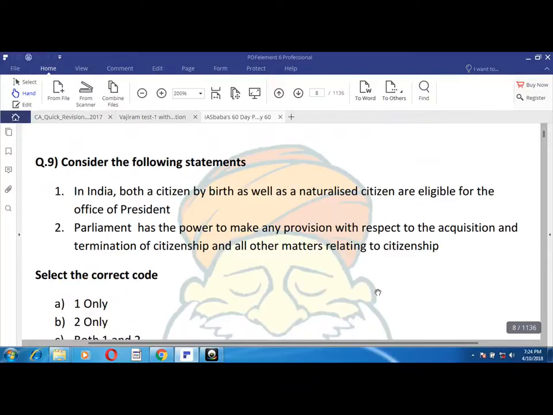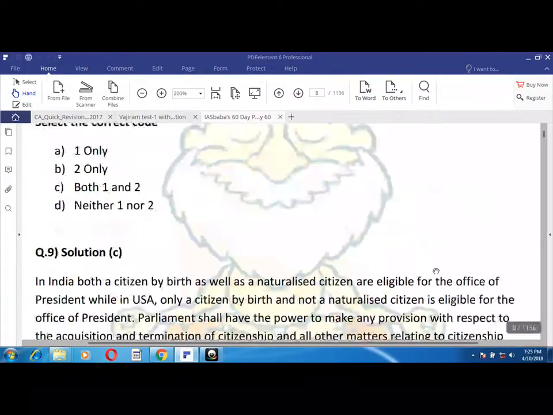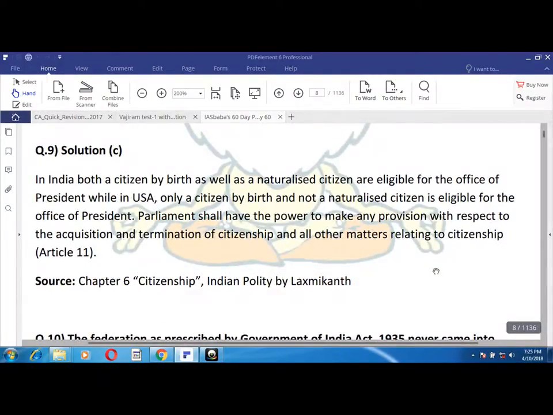Consider the following statements. In India, select the correct code. In India, both citizens by birth as well as naturalized citizens are eligible for the office of President. Okay, it is right. Parliament has the power to make any provision with respect to the acquisition and termination of citizenship and all other matters relating to citizenship. Okay, next question.